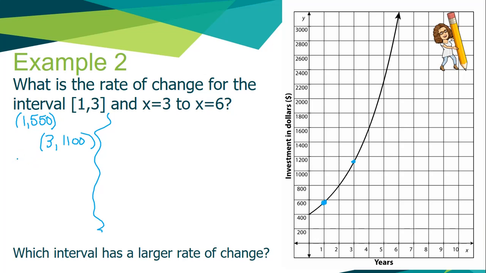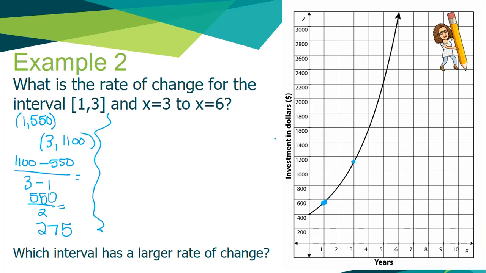Okay, so now I want to find the average rate of change, right? So I'm going to find the difference of the y's and the difference of the x's, change in y over change in x. So let's go 1100 minus 550. I get 550 over 2, which will simplify to 275. So my rate of change for that is 275 each step. Now notice, guys, that's an average rate of change.